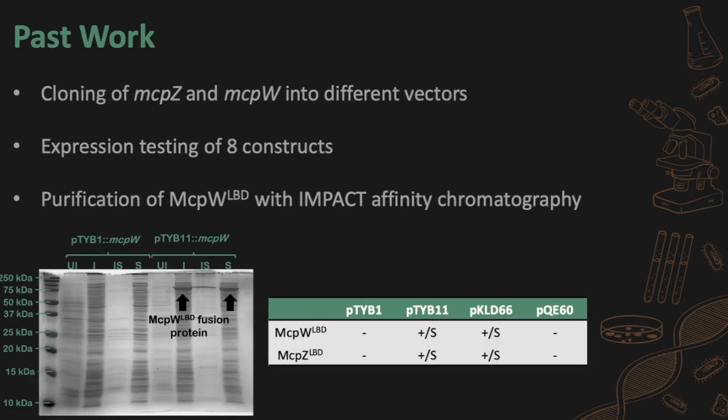To start this process, I first cloned the genes coding for both of my proteins of interest into 4 different vectors each. I then tested to see which of these constructs within E. coli would produce my protein in a way that would allow me to purify it.